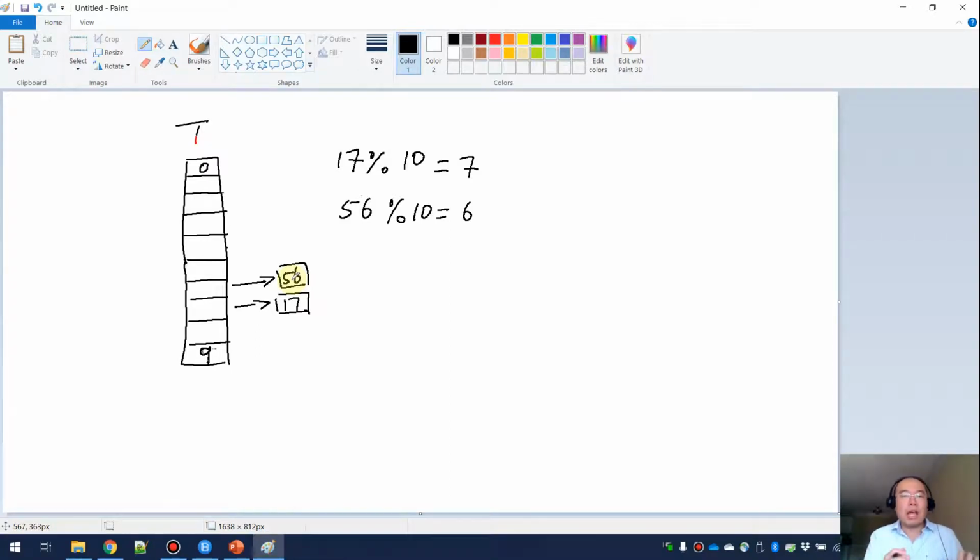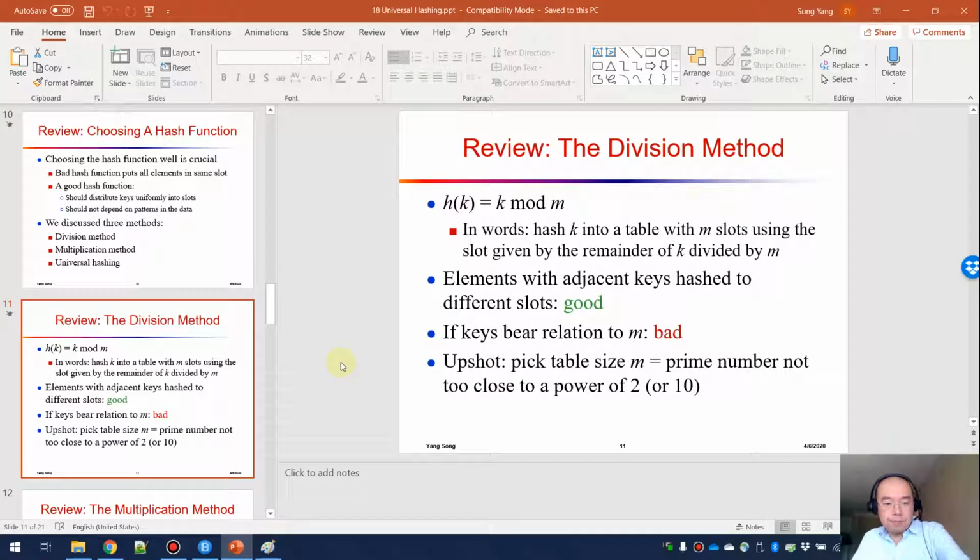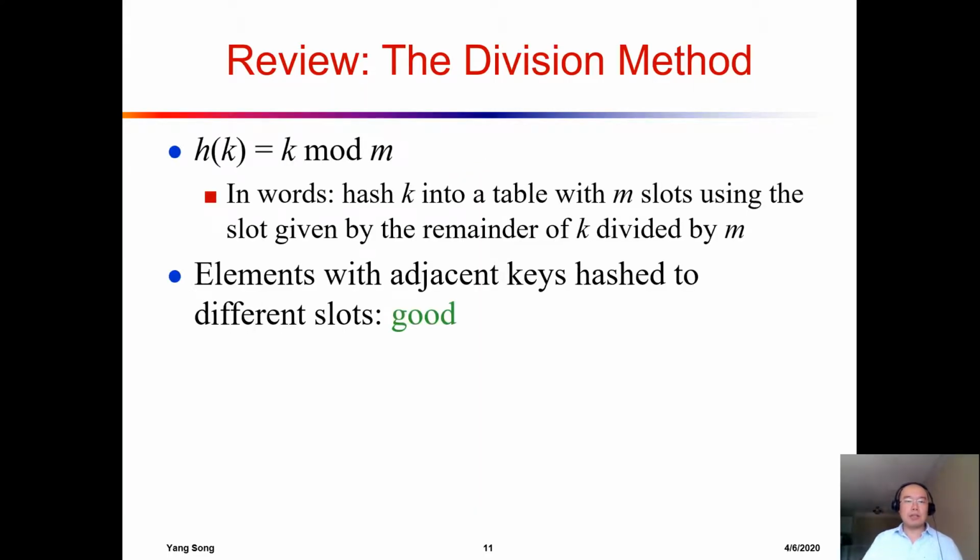Okay, so this is the easiest hash function. We just take whatever key we have, and then we mod by the number of possible slots in this hash table, that is m. So we are guaranteed to have the hash value be between 0 and m minus 1. I'm using square brackets because both 0 and m minus 1 are included in this range. That is the division method.